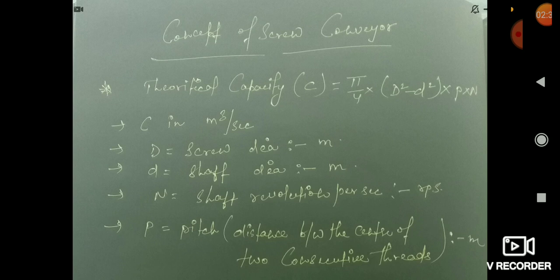And friends, p is the pitch, means distance between the center of two consecutive threads. I think all of you have studied about the pitch in your theory of machines chapter on gears. You have seen that the consecutive difference between two threads is called the pitch, and n is the revolutions per second, means rps. Friends, you remember that, put all these values in proper SI units and you can get the theoretical capacity in meter cube per second.